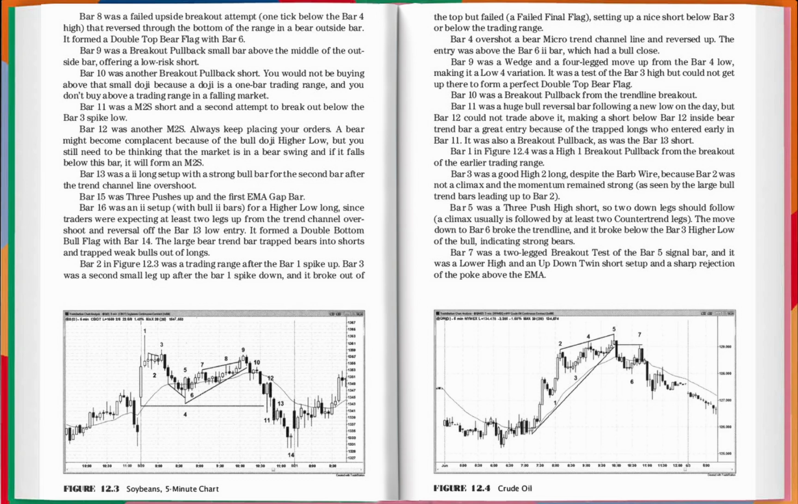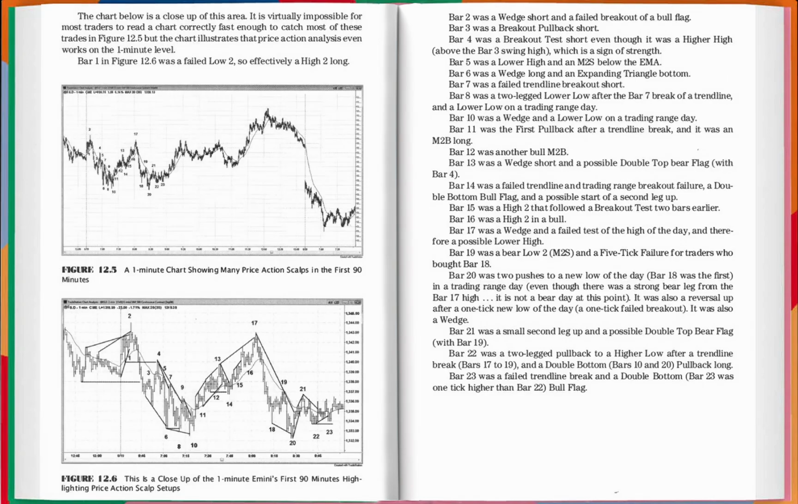Bar 7 was a 2-legged breakout test of the bar 5 signal bar, and it was a lower high and an up-down twin short setup and a sharp rejection of the poke above the EMA. Chart below is a close-up of this area. It is virtually impossible for most traders to read a chart correctly fast enough to catch most of these trades in figure 12.5, but the chart illustrates that price action analysis even works on the 1-minute level.